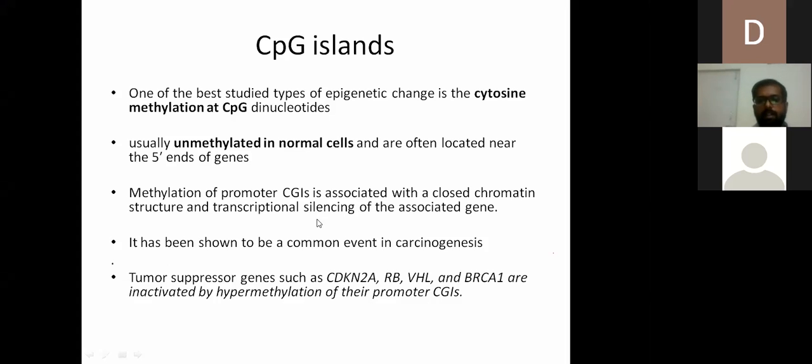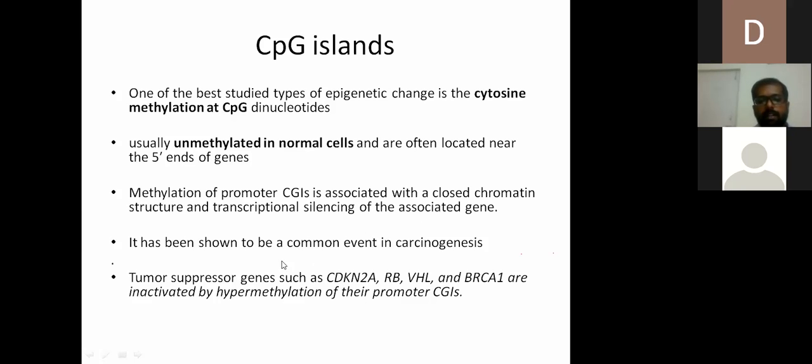Okay. So it has been a common event in carcinogenesis. So just remember one fact, normally it is unmethylated. Okay. So methylation occurs due to an abnormal process of these CpG islands, and it relates to a closed chromatin structure and transcriptional silencing of the associated gene.